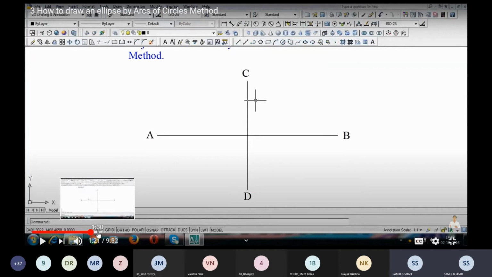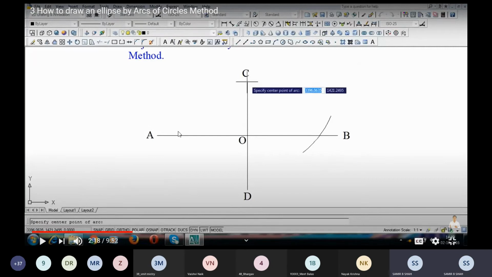Now the center point is known as O. Now AO or BO is your radius. Either AO or BO is your radius, and center is C, and an arc on the AB line. So you are getting two foci, F1 and F2.